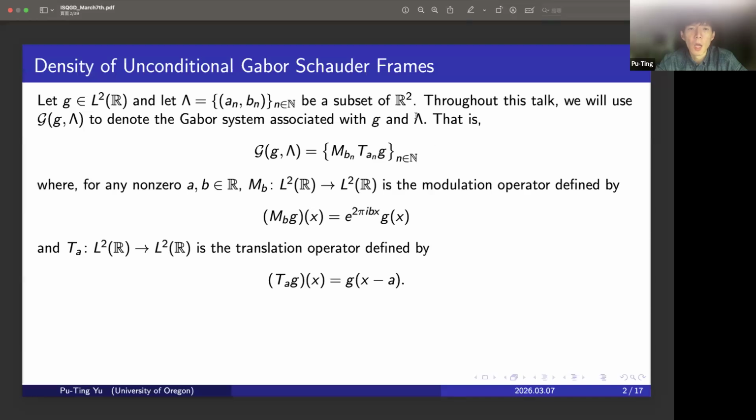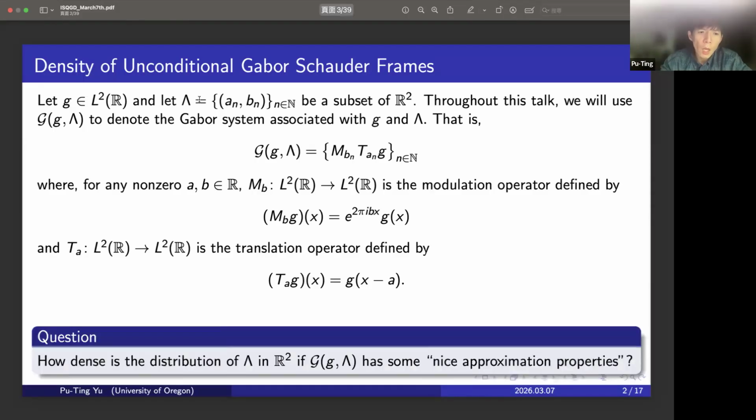Usually this Λ is called the set of time-frequency shifts because we are shifting the function not only on the time side but also on the frequency side. And the major question we want to answer is the following.